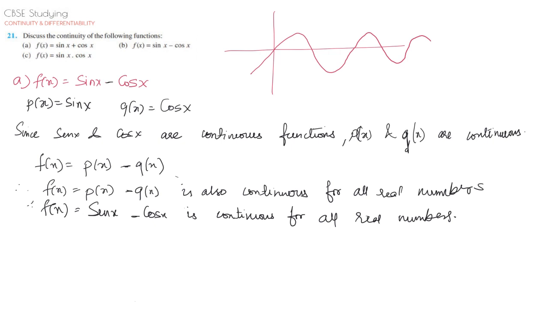Third question, again the same thing. Instead of a minus or a plus, you have multiplication. Dot means multiplication. This, I'm sure everybody knows this. So we have a dot. So p of x into q of x, sin x into cos x is continuous for all real numbers. Right? Simple, easy. Next question.